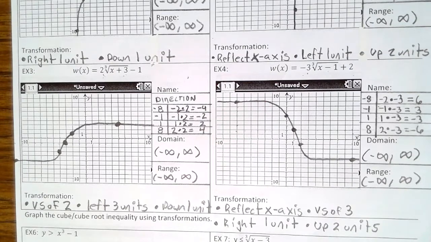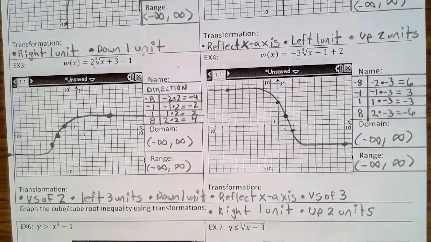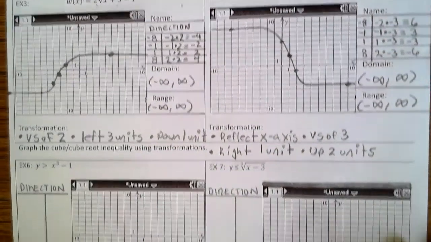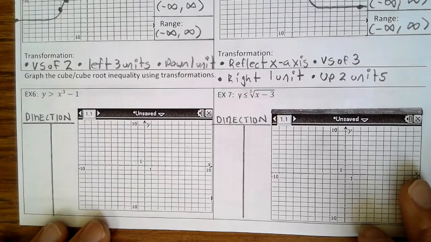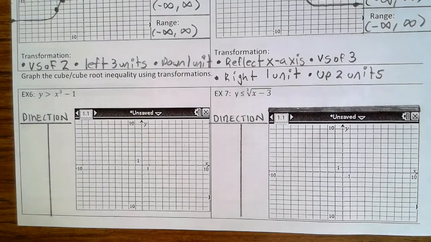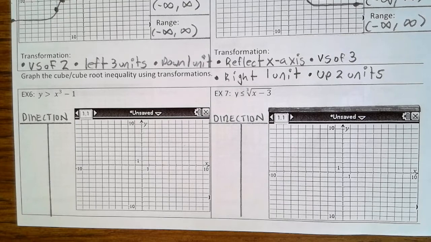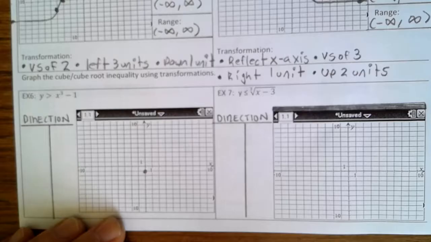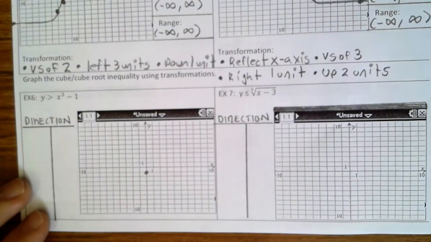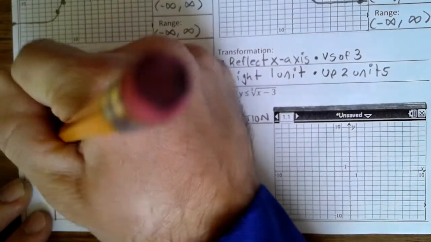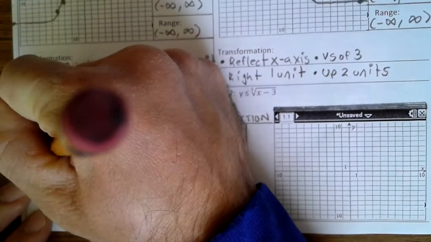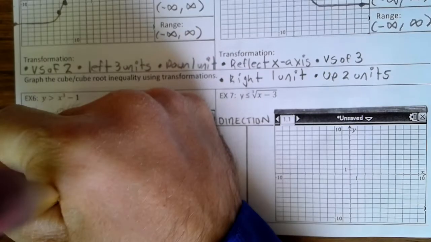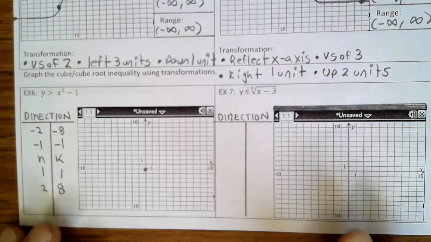All right, let's take a look at example 6. Okay, now we're going to graph the cube root inequalities and transformations. Okay, so the vertex moves down 1, and then we know for cubic, the directions are negative 2, negative 8, negative 1, negative 1, h k, 1, 1, 2, 8. Now, in graphing by directions, if you have space, you want to write d h k, but if you don't have room, like in these, you don't need to write d h and k, okay?